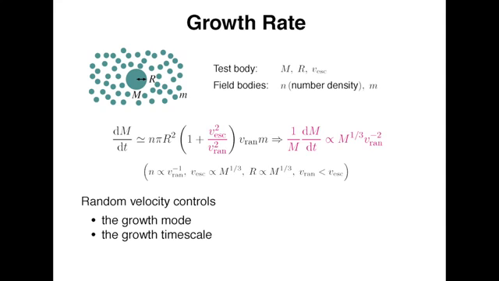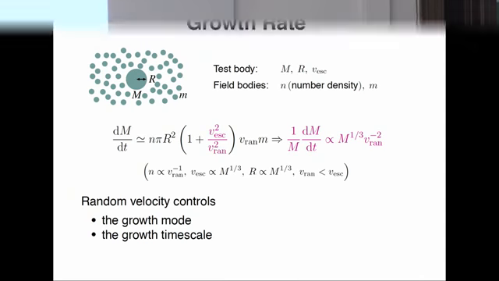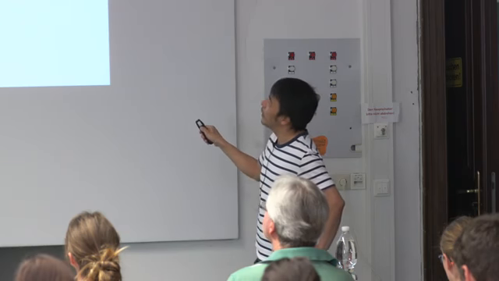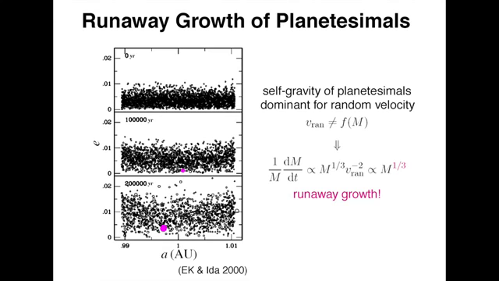So from this form, we can understand that it is this random velocity, the deviation velocity from the circular non-inclined orbit, that controls the growth mode and also the time scale. So to understand this random velocity is very important. And I have already told you that initially the growth mode of planetesimals is runaway growth, which is clearly shown by this experiment.